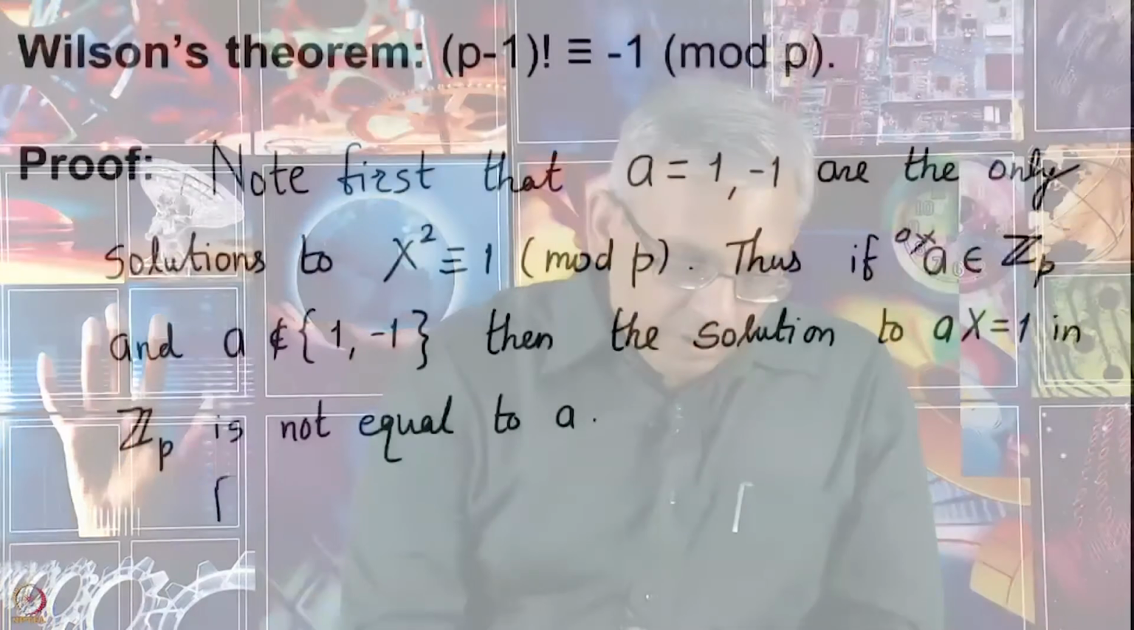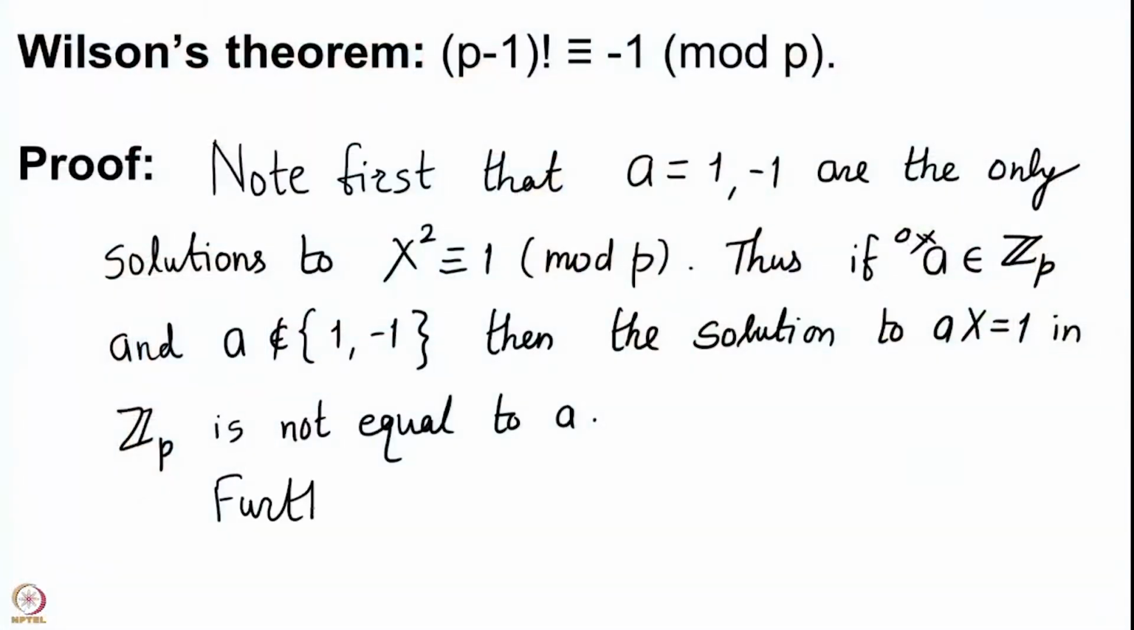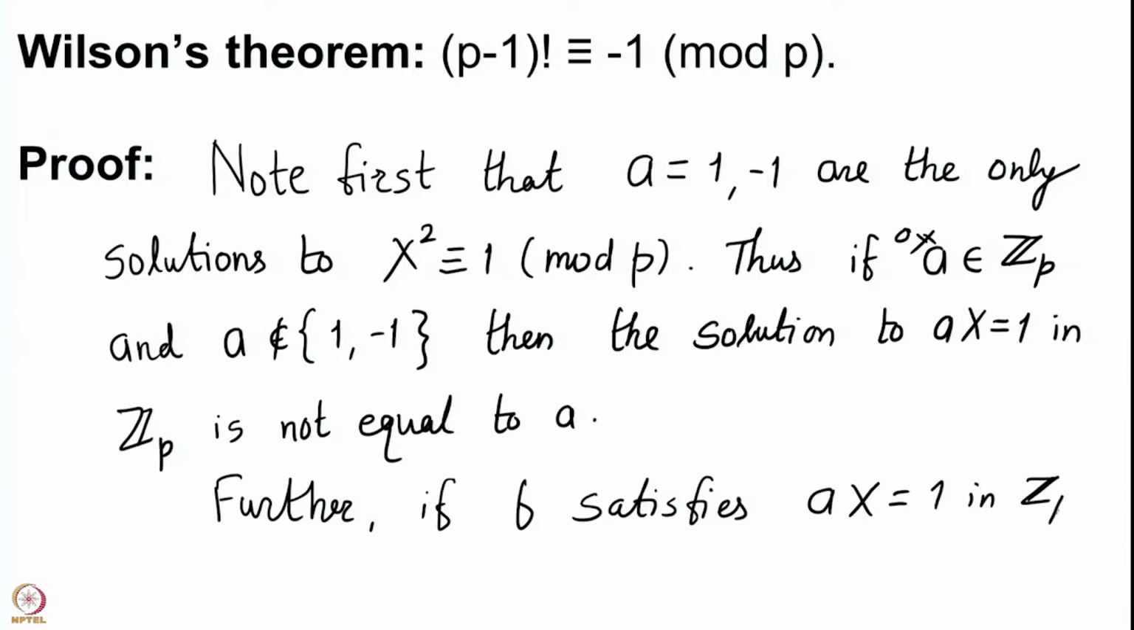There is another thing that we should remember. Further, if B satisfies Ax equal to 1 in Z_p, then A satisfies Bx equal to 1 in Z_p.